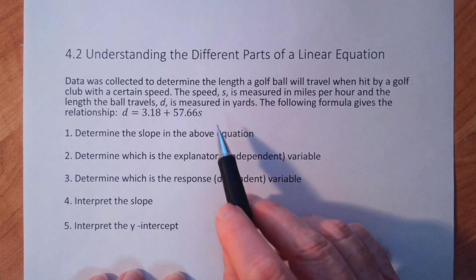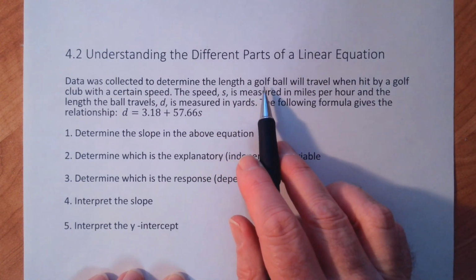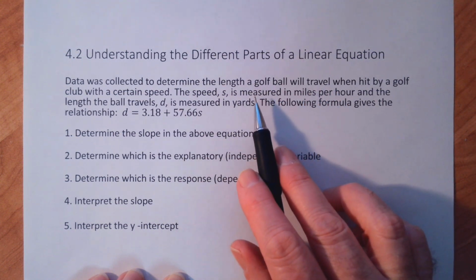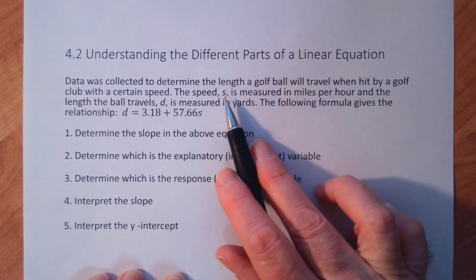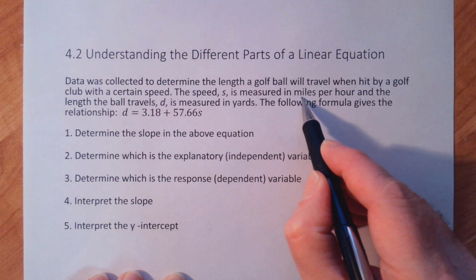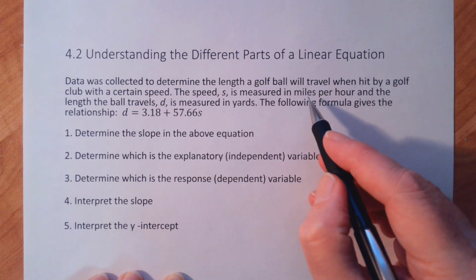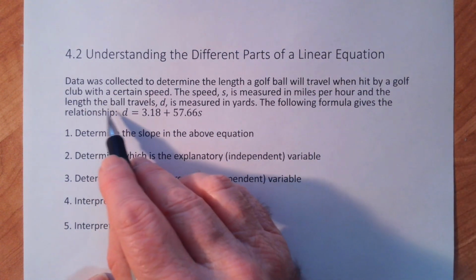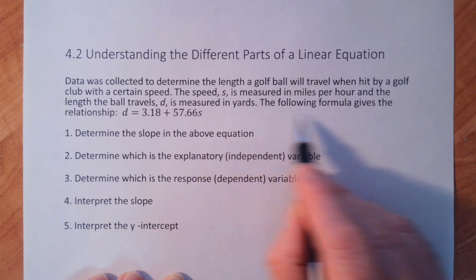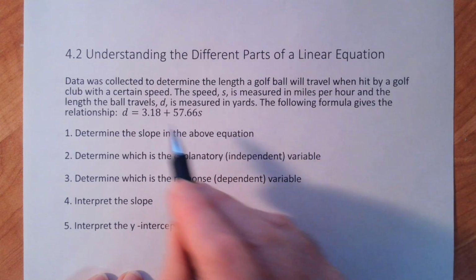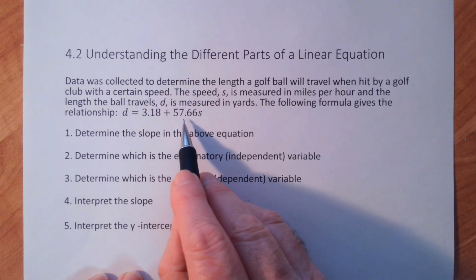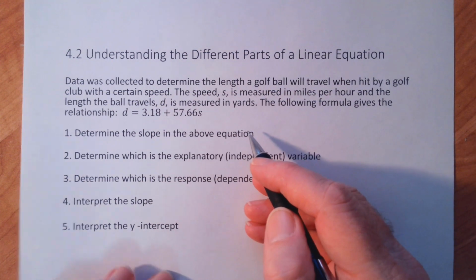So data was collected to determine the length a golf ball will travel when hit by a golf club with a certain speed. The speed s is measured in miles per hour. So s is miles per hour, and it's the speed. And the length the ball travels, d, is measured in yards. The following formula gives the relationship. So d equals 3.18 plus 57.66 s.